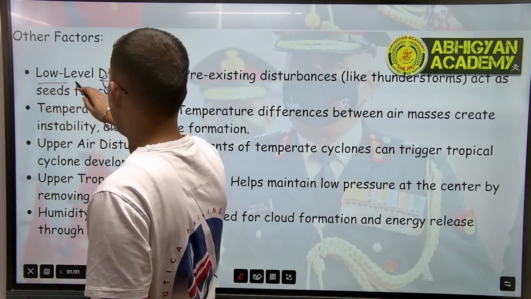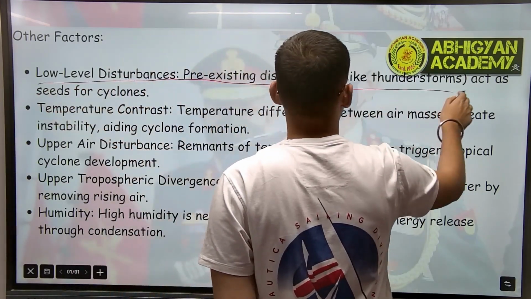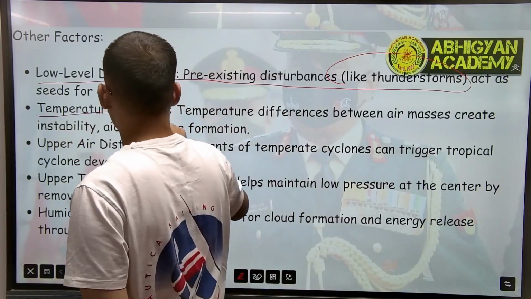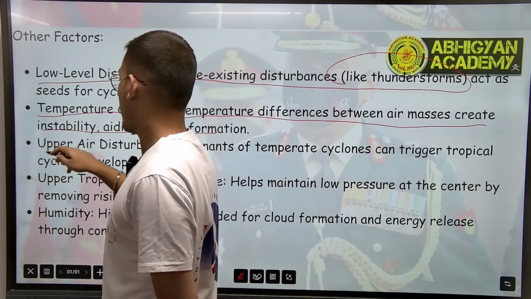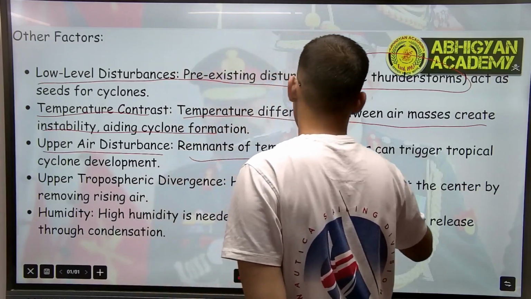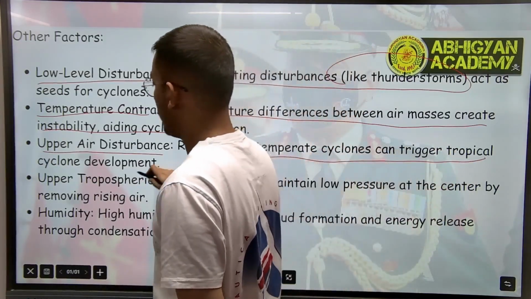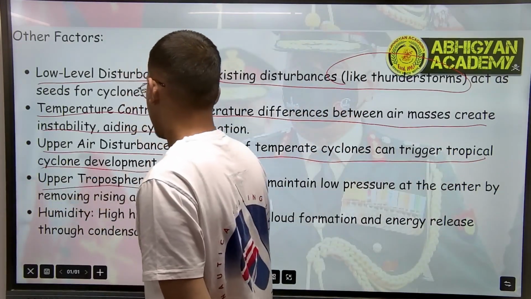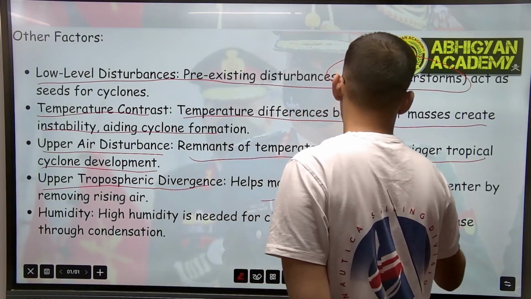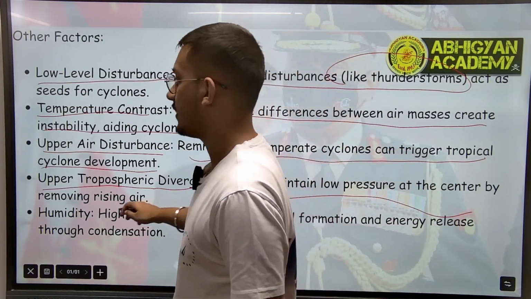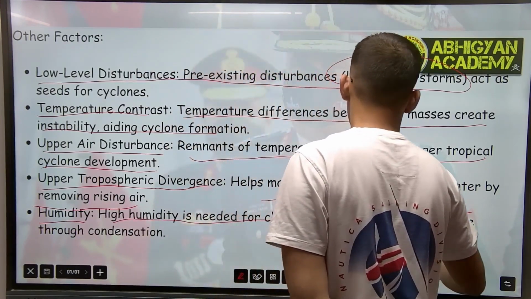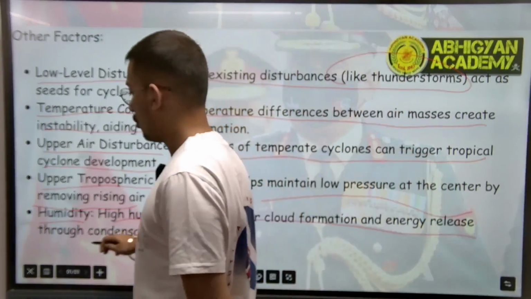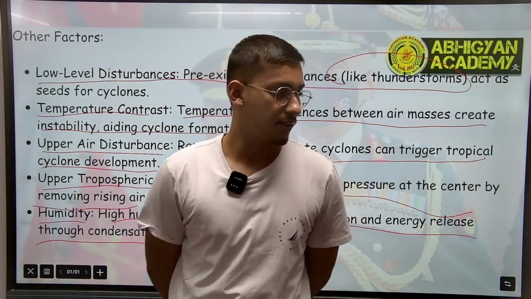So here we have low level disturbance. These are like thunderstorms. Then we have temperature contrast. Temperature differences between air masses create instability. We have upper air disturbance. Remnants of temperate cyclones can trigger tropical cyclone development. We have upper tropospheric divergence, which helps maintain low pressure at the center by removing rising air. Finally, we have humidity. High humidity is needed for cloud formation and energy release through condensation, right?